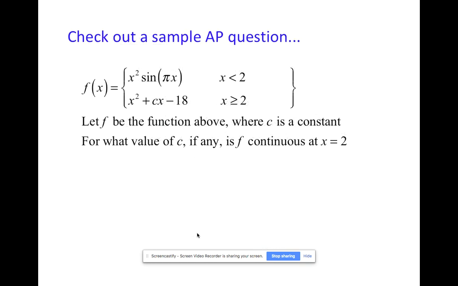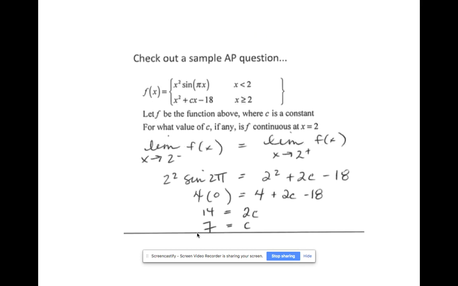Here's a sample AP question that you might want to try just to check it out. You'll notice that f is the function above, where c is a constant. For what value of c, if any, is f continuous at x equals 2? So the limits coming in from the left and the limits coming in from the right are going to have to be the same. So just like we did in an earlier question, let's set that up. And remember that we're going to be plugging in 2 for our x's. So 2 squared sine 2 pi has to be equal to 2 squared plus 2c minus 18.